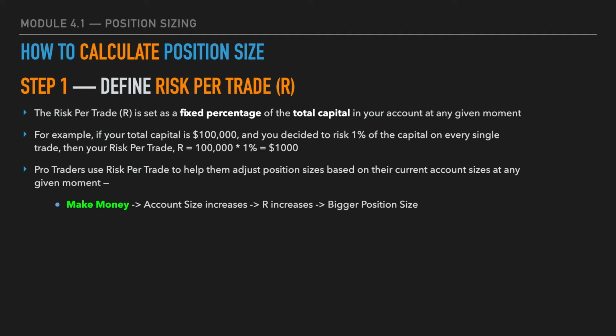And because the risk per trade is set as a fixed percentage of the total capital amount, when your total capital grows, the dollar amount of your risk per trade will become bigger, which means you will risk more on one trade now, and that will make your position size increase. On the other hand, when you lose money after a period of time, your account size will become smaller, so the dollar value of your risk per trade will decrease, and that means you will reduce your position size.